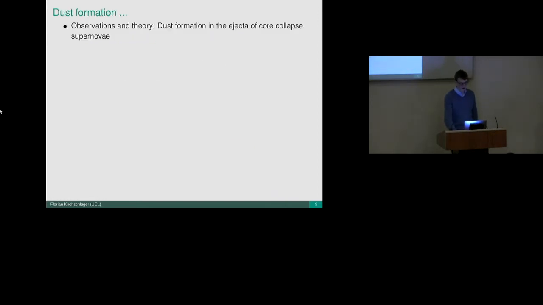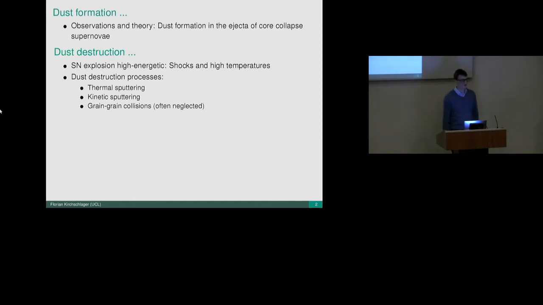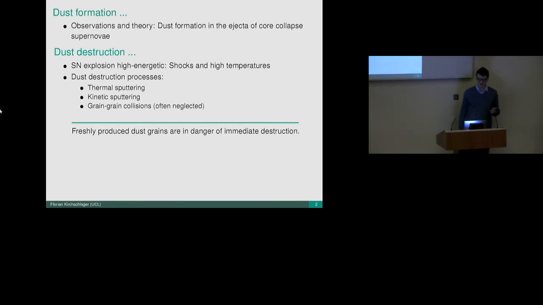I'm from University College London, and following the talk of Felix, you will hear some things about can dust survive the reverse shock. First of all, we have heard today several times that dust forms in the ejecta of supernova remnants, but on the other side, of course, supernovae are very energetic. There are shocks, high velocities, and high temperatures, and this might result in a significant destruction of our dust. We have thermal and kinetic sputtering there, and also grain-grain collisions. That's why we have a danger that the freshly produced dust in our supernova remnant gets immediately destroyed.